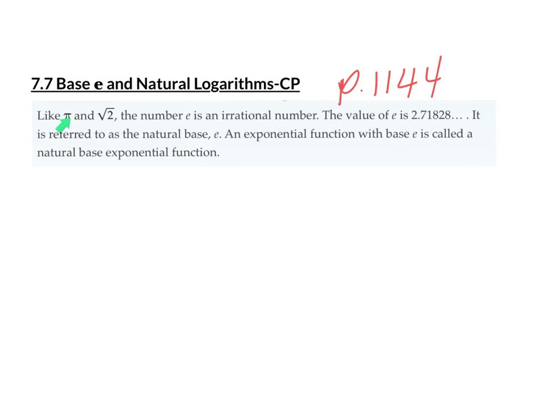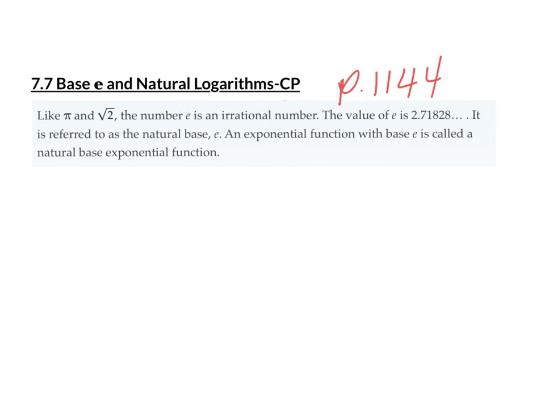We know numbers like pi that go on forever, and the square root of a number that's not a perfect square goes on forever. e is an irrational number. The value of e is 2.71828, and it keeps going. It's known as the natural base. Whenever we have an exponential function with base e, it's called the natural base exponential function.